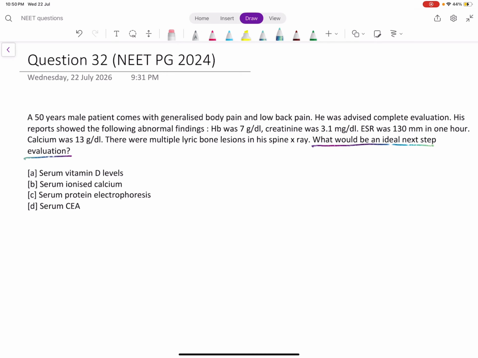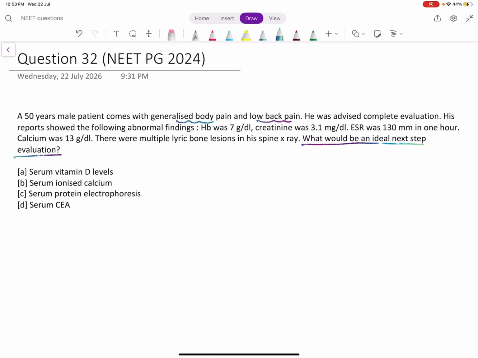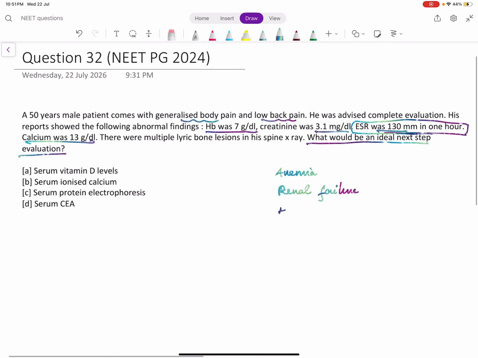A 50 years male patient comes with generalized body pain and low back pain. He was advised complete evaluation. His report showed the following abnormal findings. So we'll note down. HB was 7 gram per deciliter, so there is anemia. Creatinine was 3.1, so there is renal failure. ESR was 130 mm in 1 hour, so a very high elevated ESR. Calcium was 13. So again hypercalcemia.